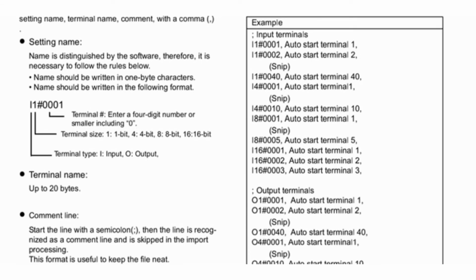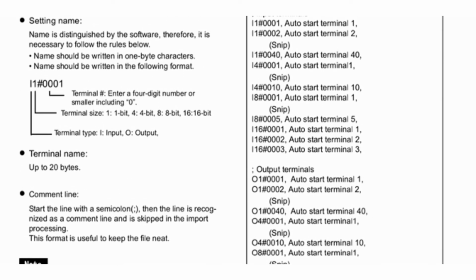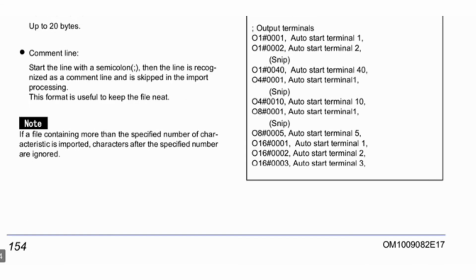Input terminals, output terminals, etc. Terminal name up to 20 bytes. Comment line: start the line with a semicolon. Then the line is recognized as a comment line and is skipped in the import processing. This format is useful to keep the file neat. Note: if a file containing more than the specified number of characters is imported, characters after the specified number are ignored.